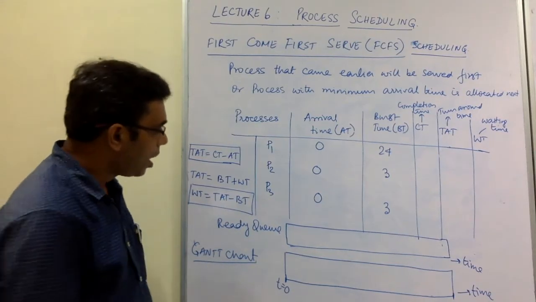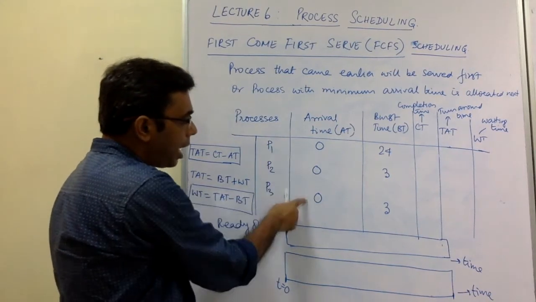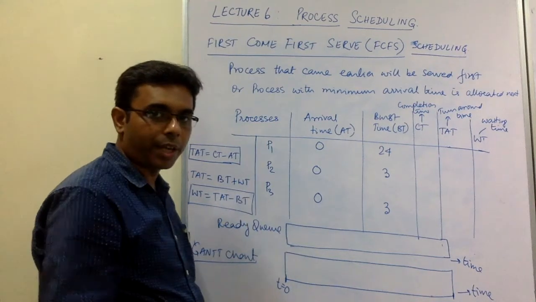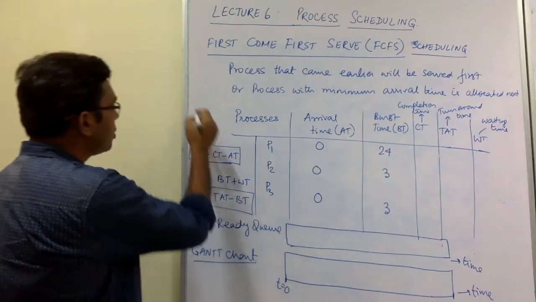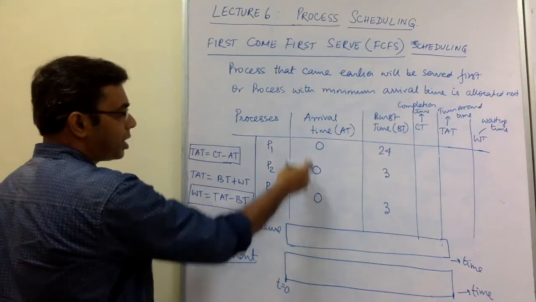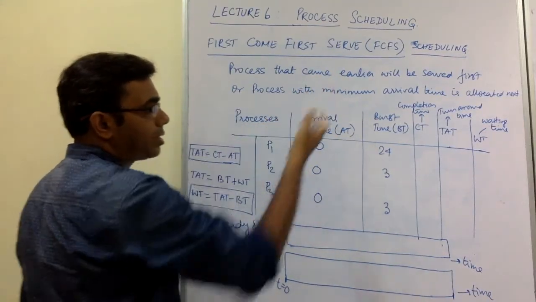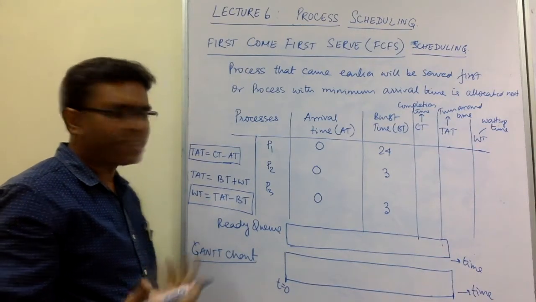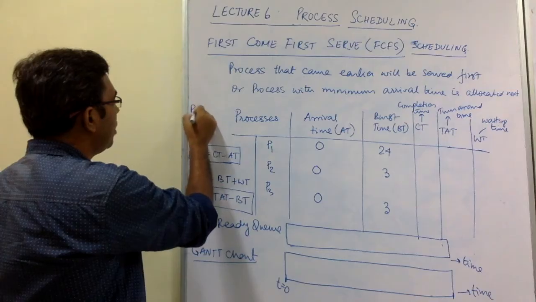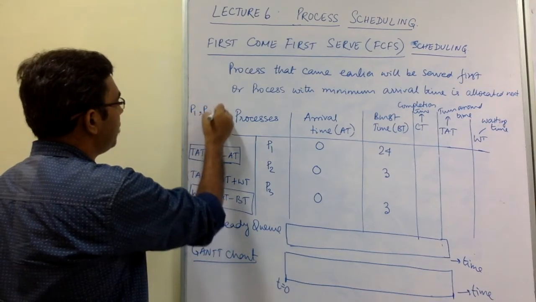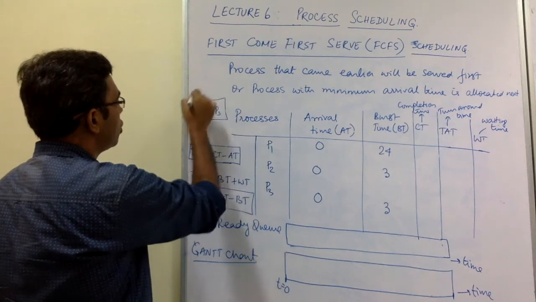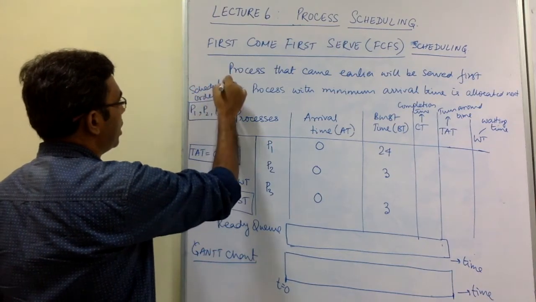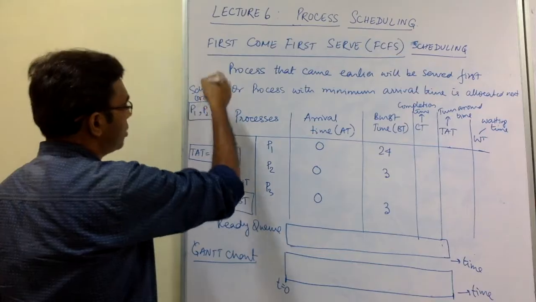So let's begin. Because all have arrived at time t equal to 0, all the processes are there. But because all the processes have arrived at the same time, all are equally probable. Let us assume that P1 will be scheduled first, then P2 and then P3. Because there is no order to decide based on arrival time, let's assume this schedule order.